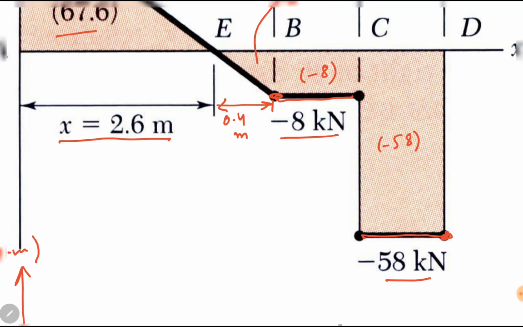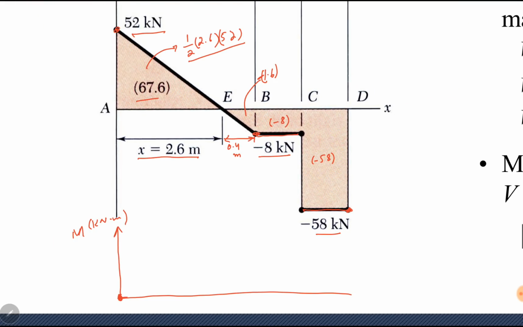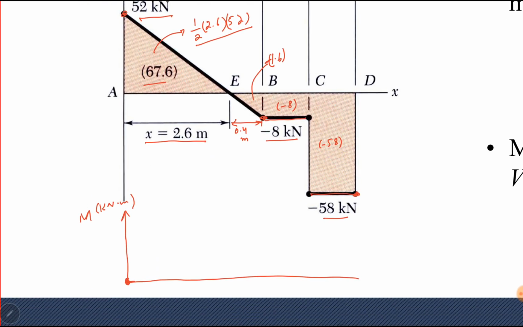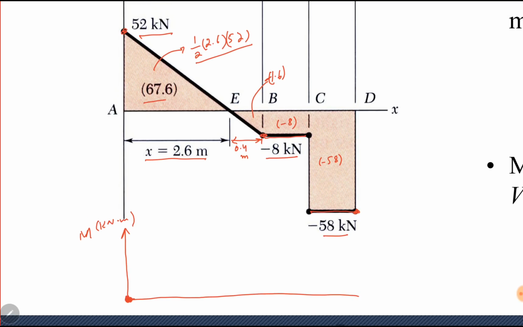Okay, we will draw the bending moment diagram. At point A in the free body diagram, there is no bending moment. So at point A, it is 0. At point E, we will add the area under the curve, which is 67.6. 67.6 with the previous value 0 becomes 67.6. From E to B, it is minus 1.6. So 67.6 minus 1.6 becomes 66. At point B, it is 66.